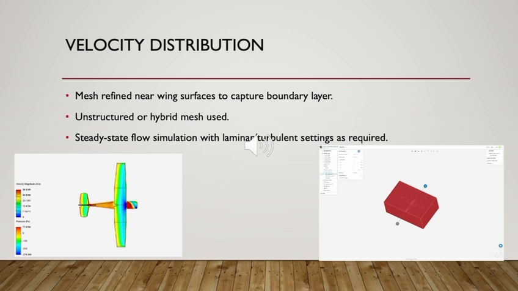Velocity distribution. As you can see from the velocity contours, airflow accelerates over the upper surface of the wing and slows down underneath. This difference in speed is what Bernoulli's equation predicts, and it forms the basis for lift generation in aircraft.